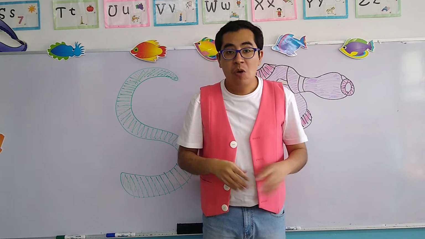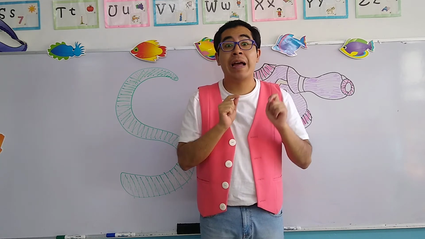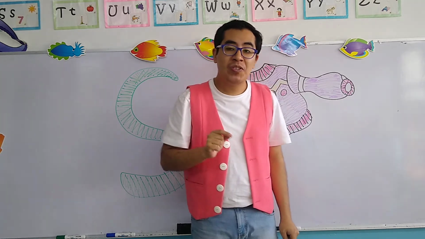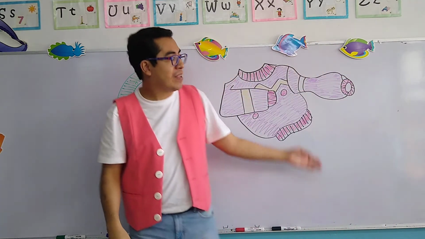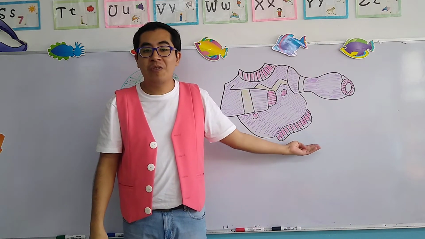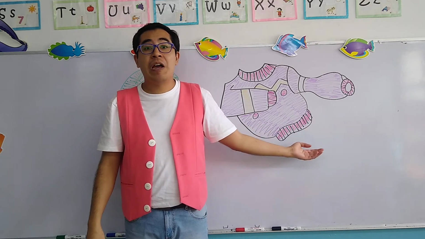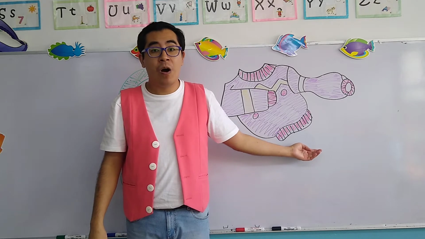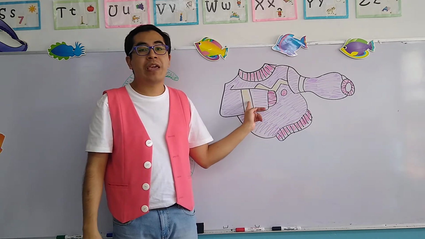Now, today we're going to continue with the capital S because I brought a new object. So once again, capital S for sweater. Now, as you can see here, we have the new object that is using different colors. Now, the colors for this sweater are color purple, color pink, and color yellow.